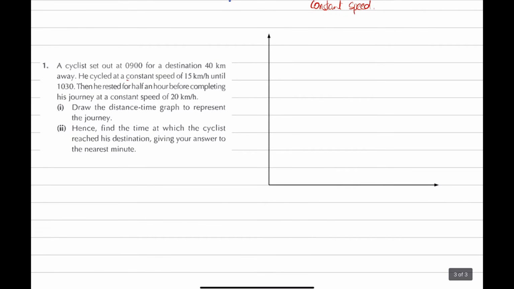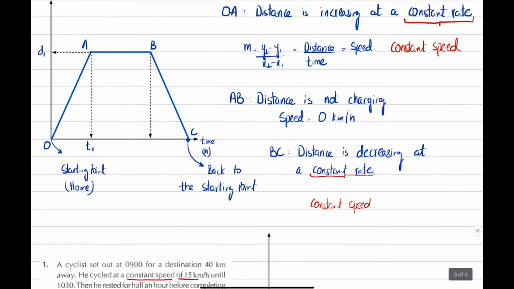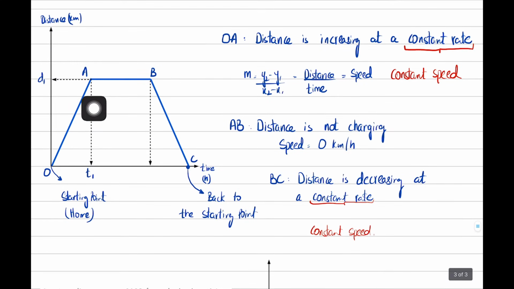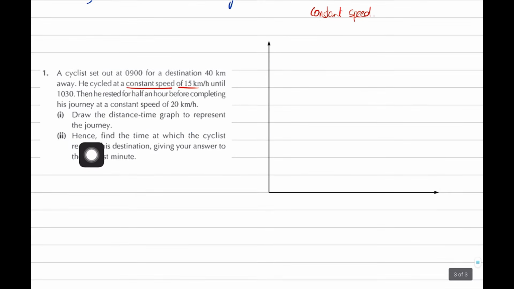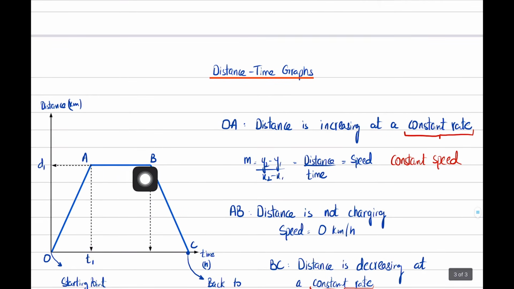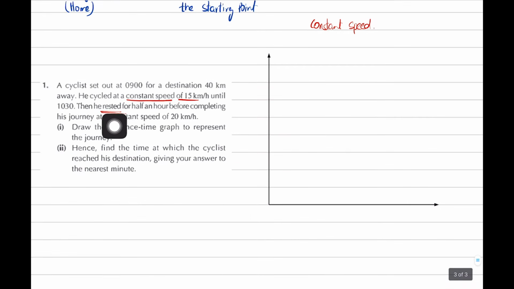I would underline constant speed, because constant speed on a distance-time graph looks like an upward sloping line if he is moving away from the starting point, which he is because he set out for a destination 40 kilometers away. He cycled at a constant speed of 15 kilometers per hour until 10:30. Then he rested. We all know what rest looks like on a distance-time graph: a horizontal line, for half an hour before completing his journey at a constant speed of 20 kilometers per hour. So these are major hints that I've underlined.